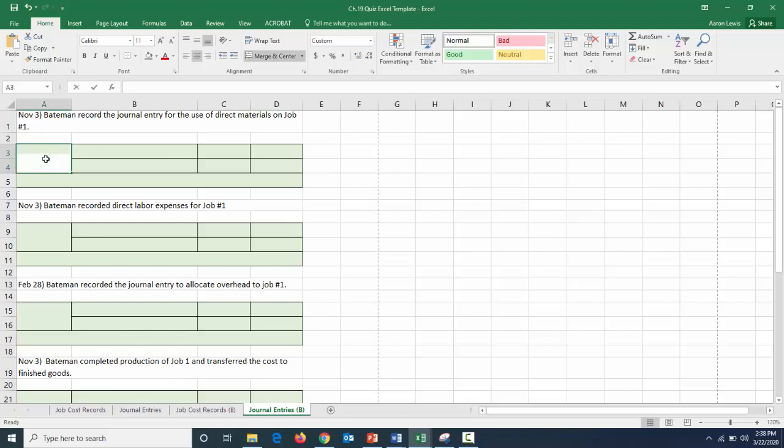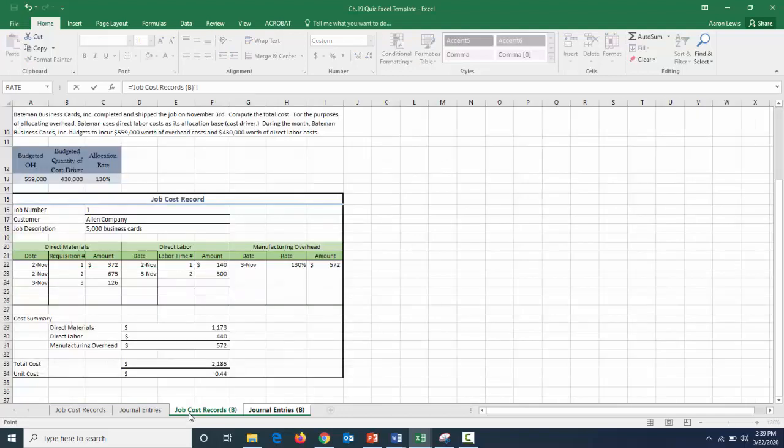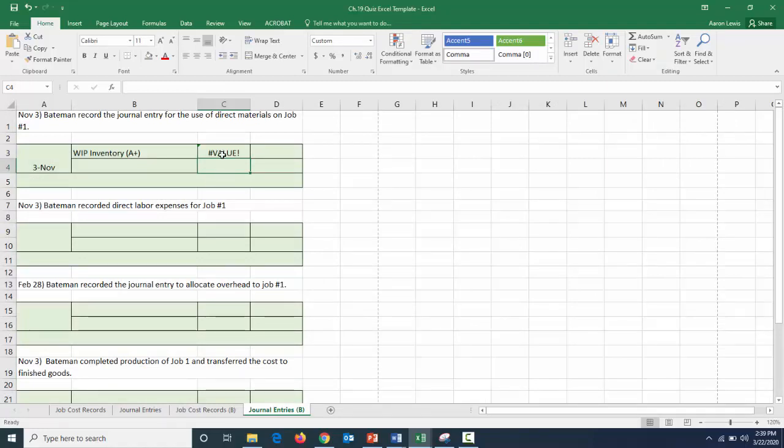Well, on November 3rd, when we record the use of materials for our requisitions, we're taking the costs of goods that are sitting in our warehouse, our raw materials waiting to be used, and we're putting it into the cost of the jobs that are in process. So our debit is going to be to our WIP inventory account, work in process, which is an asset account, going up. How much is it for? Well, that's what the job cost record is for. The amount that we have to debit is equal to the direct materials costs of job number 1, which is $1,173.